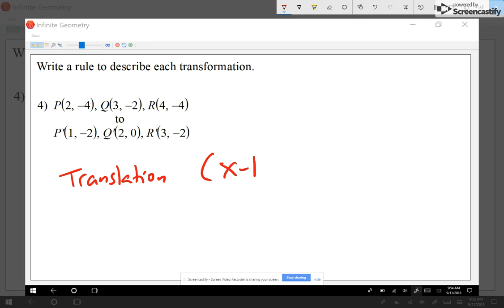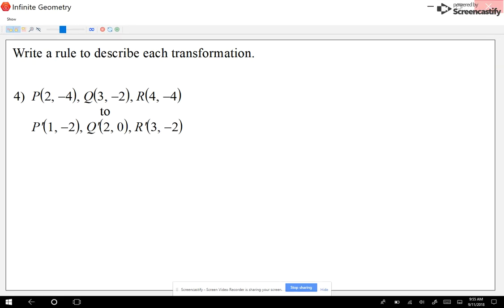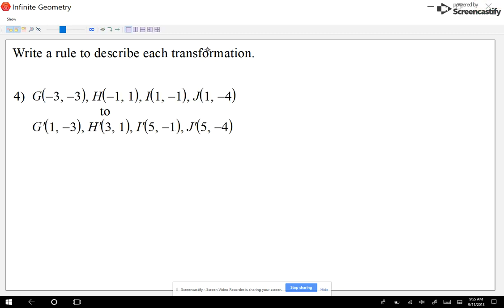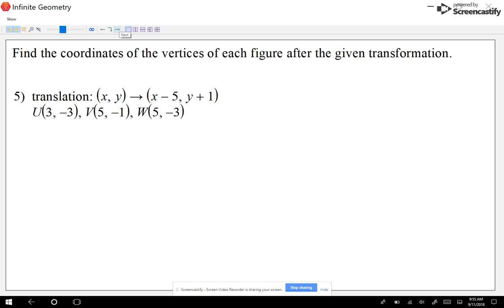Now, when I look at the y values, -4 becomes -2, -2 becomes 0. So it seems like we're adding 2. So we're adding 2 to each y, right? Same thing happens to every x, same thing happens to every y. Does that make more sense now? Okay, cool.